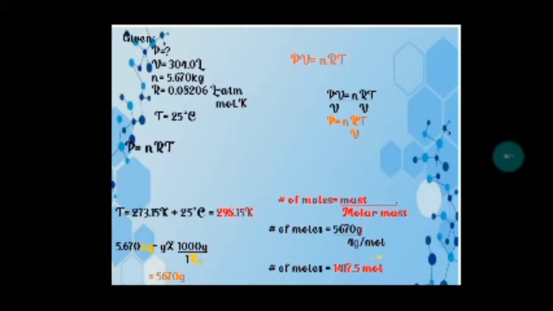It's 4 grams per mole in the periodic table. So 5,670 grams divided by 4 grams per mole comes up to 1,417.5 moles, because the grams cancel out. So the mole is the remaining unit. Now we already have the value of our moles, which is 1,417.5 moles.